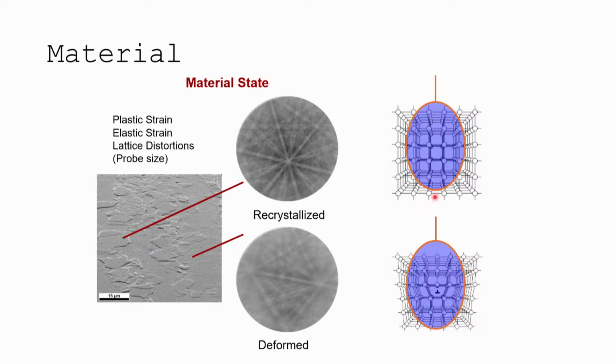So on this one, it's a nice, clean, pristine crystal, good diffraction. Once it's deformed, less diffraction. And this is just an example of a nickel material that's fully annealed versus one that was deformed. I don't remember how much it was deformed. Specimen preparation, everything was the same.